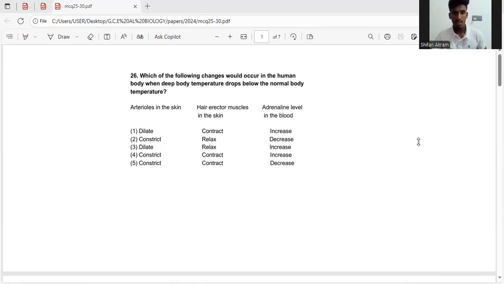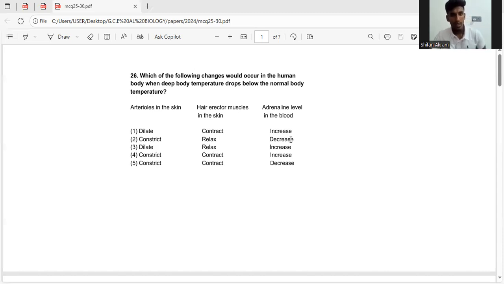Okay, guys, now let's go through the 26th question. Which of the following changes would occur in the human body when deep body temperature drops below the normal body temperature? Basically, they are asking what happens during cold conditions. And they have given three changes that occur in the body. First one involving the arterioles, then the hair erector muscles, and finally the adrenaline level in the blood.